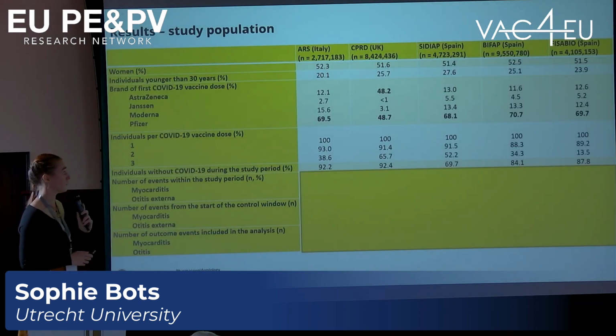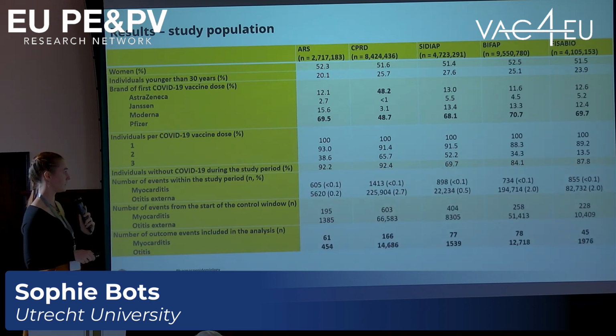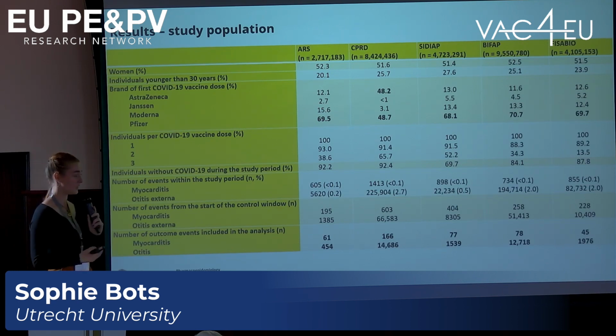Very shortly, just to show you what was in there, the 5 databases, most of them, as you can see, had Pfizer as their predominant vaccine, except for the UK that also had a lot of AstraZeneca in there. And then when you look at the number of events, you will immediately see that myocarditis, which is the first row, is an extremely rare event. Otitis is a bit more, but also not very often reported, which means that in the end, the number of cases that we could include, especially for the myocarditis, was not that many, but still enough, luckily, and that is also one of the strengths of doing these studies with multiple databases.